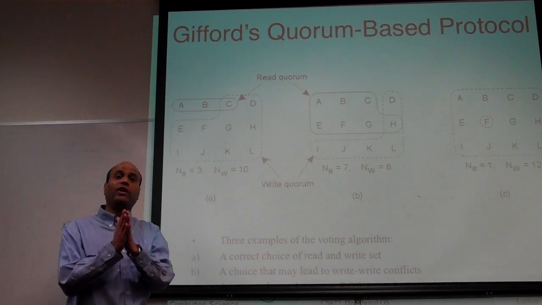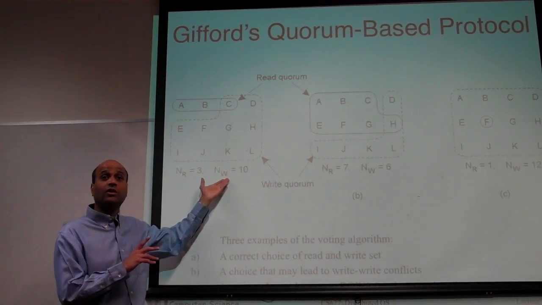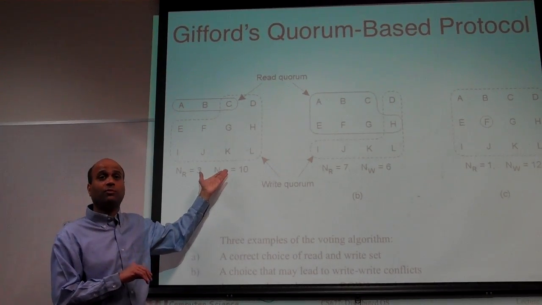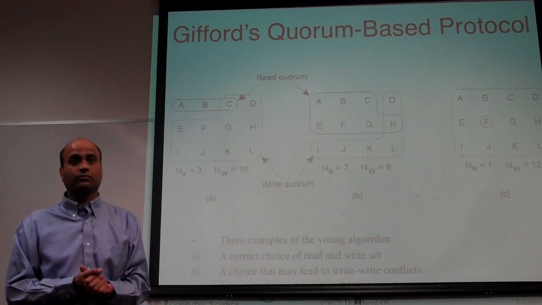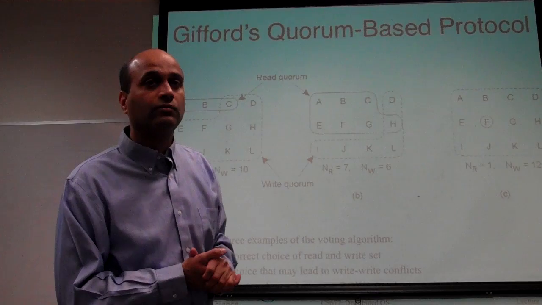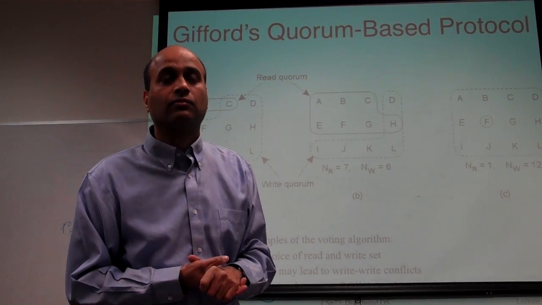The only way you will find what is the most recent is you have to ask every server in the system, because only some servers have randomly seen the write. Yeah, but only C is part of the write quorum. So once C updates, we know that.